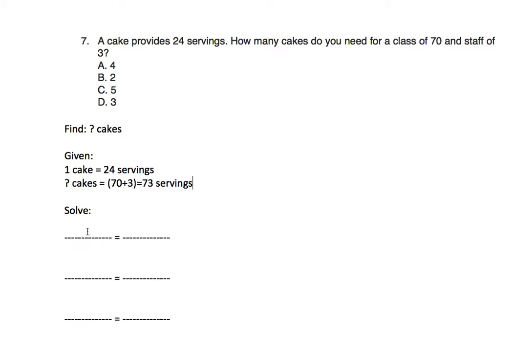So we're going to do cakes over servings equals cakes over servings. So if one cake is 24 servings, then how many cakes for 73 servings?